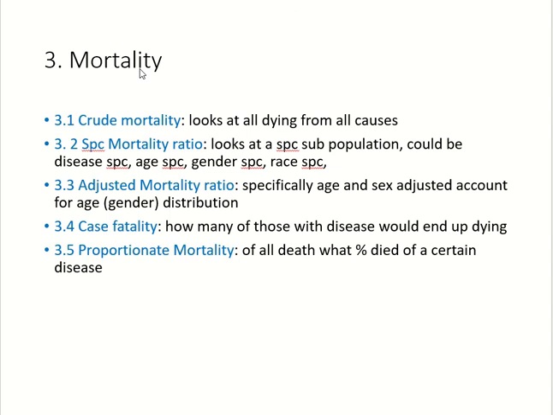Crude mortality, you're looking at everybody that died, regardless of what they died of. Specific mortality ratio looks at a specific subpopulation. It could be disease specific, age specific, gender specific, or race specific. Adjusted mortality ratio, this is where you adjust for age and sex, taking into account the distribution of the population, so that you can start to compare between countries. Case fatality is how many of those with that specific disease end up dying, meaning how much this disease is a killer. And proportionate mortality, out of everybody dying, how many died out of that specific disease.